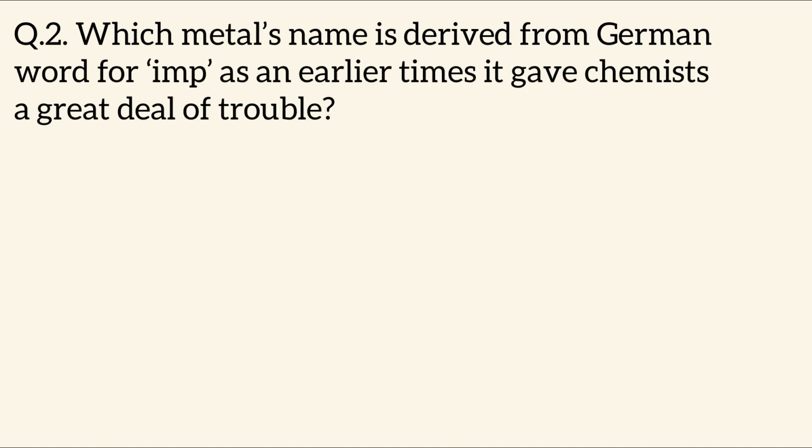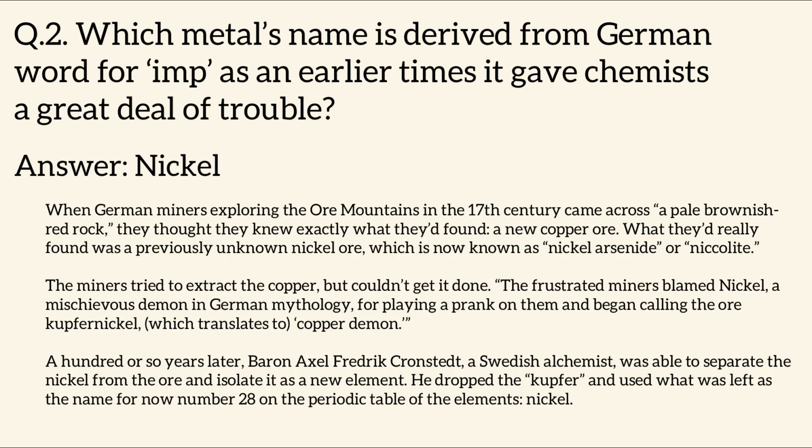Which metal's name is derived from the German word for imp, as in earlier times it gave chemists a great deal of trouble? Answer: nickel. When German miners exploring the Ore Mountains in the 17th century came across a pale brownish-red rock, they thought they knew exactly what they'd found: a new copper ore. What they'd really found was a previously unknown nickel ore.